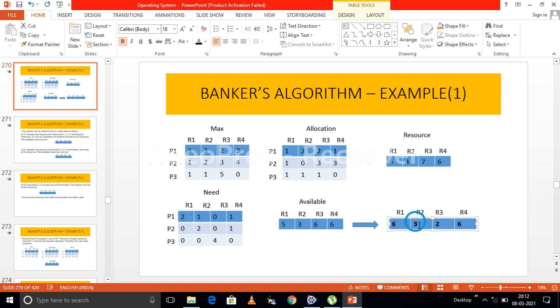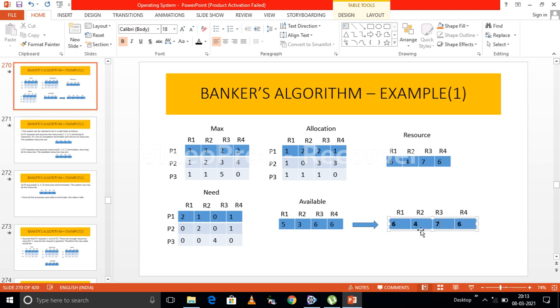The availability was already 3 instances of R2. When P3 finishes its execution, it is going to release 1 instance of R2, so 3 plus 1 is 4. Similarly, P3 is going to release 5 instances of R3, so 5 plus 2 is going to become 7. Finally, P3 has not used the resource R4 at all, so the availability was 6 and it will remain intact.